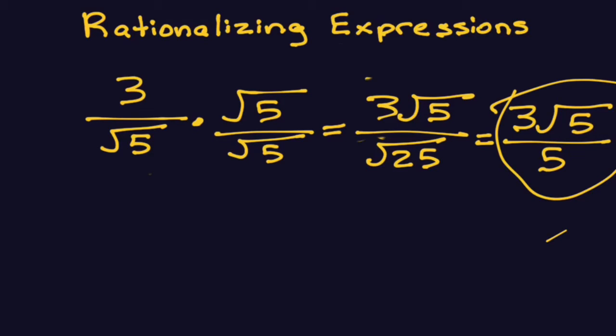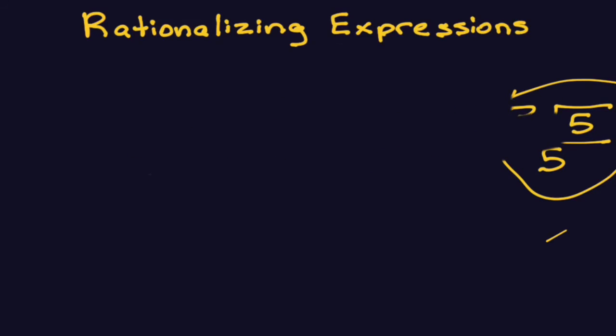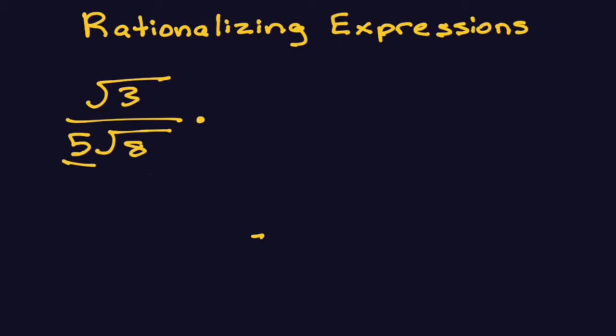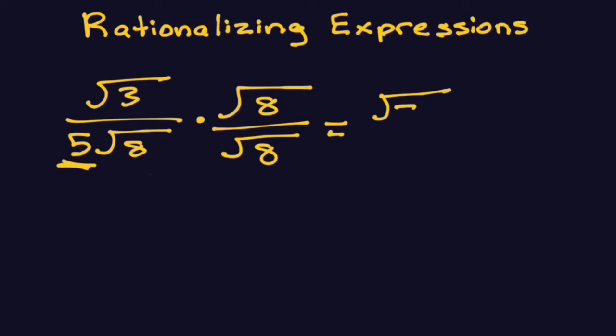Now let's do one more. Let's say I had the square root of 3 over 5 times the square root of 8. Now I know there's a 5 down here, but we're still going to do the same thing. We're just going to multiply this by square root of 8 over the square root of 8. And then over here, we'd get the square root of 24. And over here, we'd get 5 times the square root of 64.